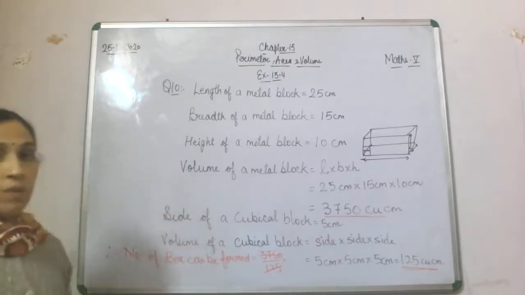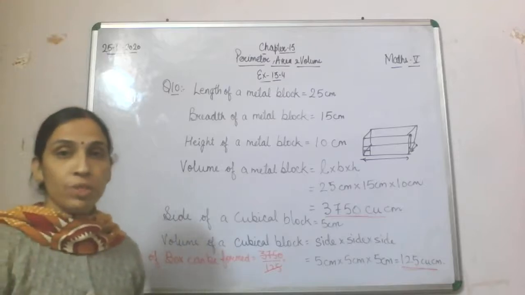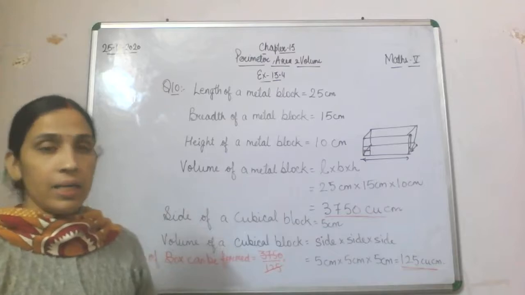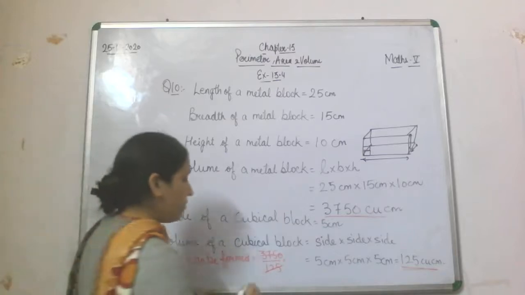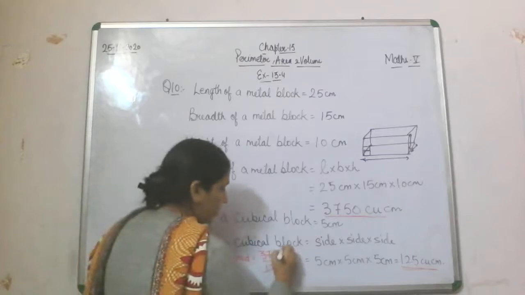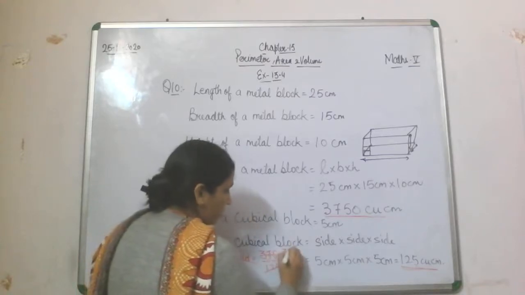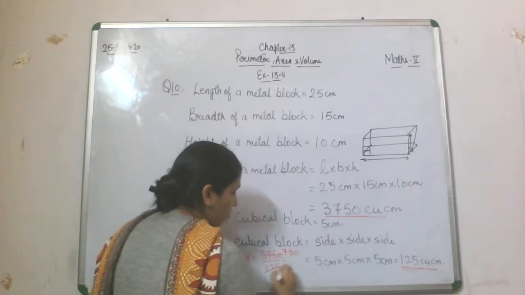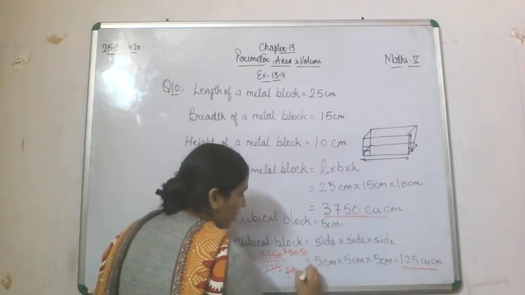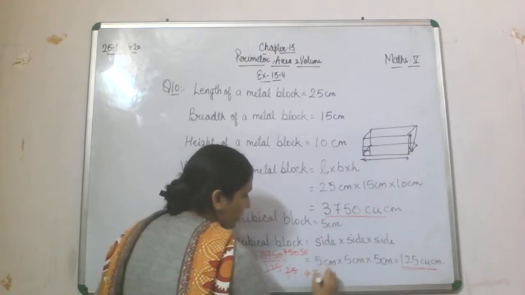There is one more method of solving this question that I am going to show you also. And here we'll do the division. 5 7s are 35, 5 5s are 25, 0, 5 2s are 10, 5 5s are 25, 25 and 5 are... So 30 boxes can be formed.